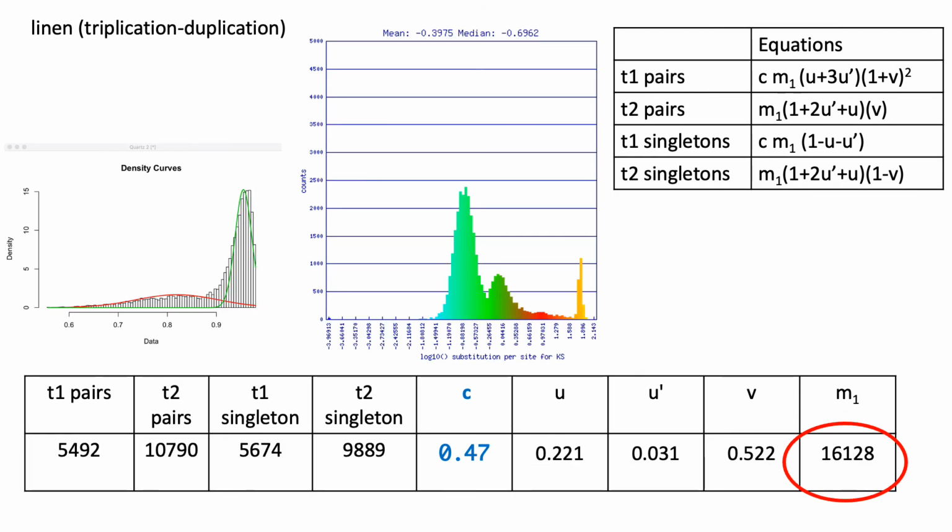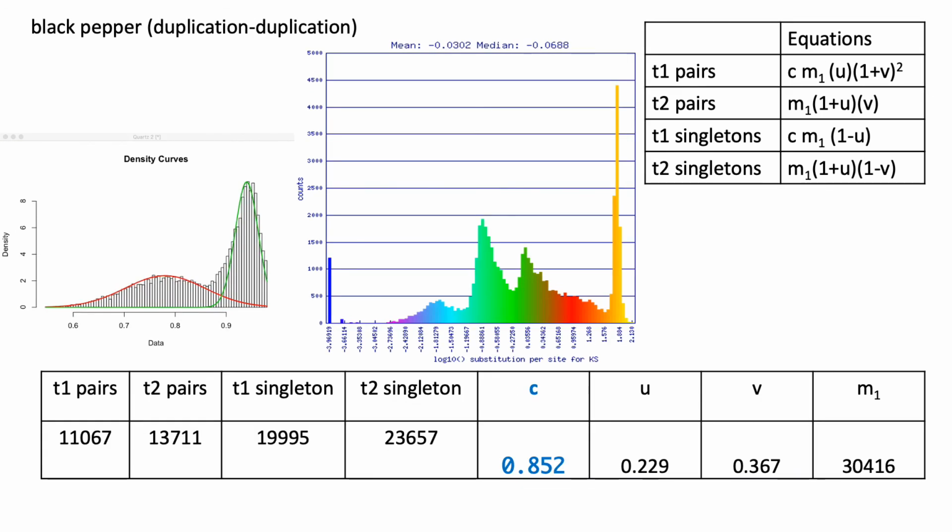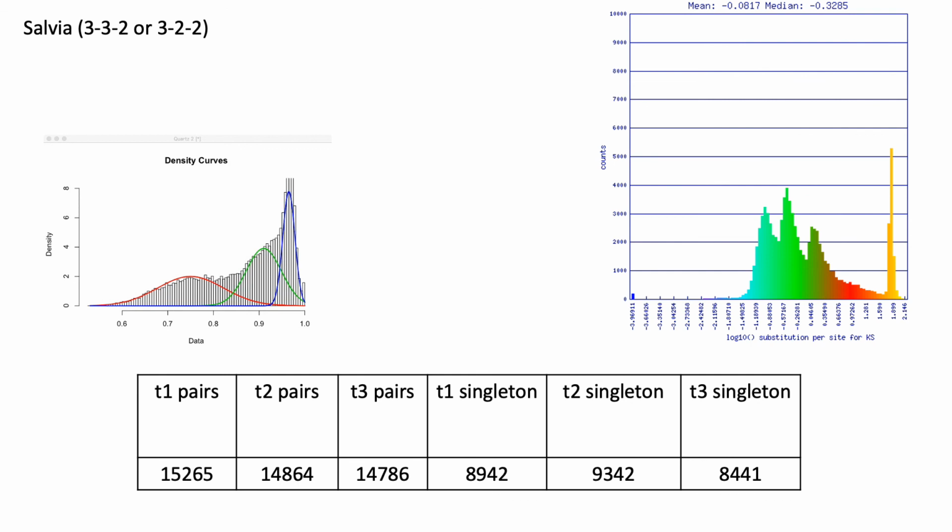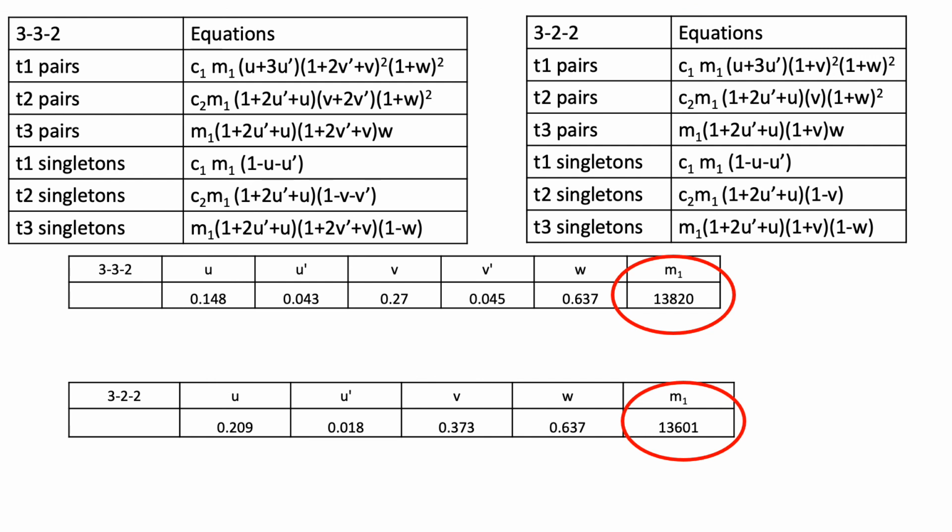For flax, which also has the same early gamma triplication as the other two, we get 16,000 for the estimate. Black pepper, which I just showed because it's not a core eudicot, has a duplication followed by a duplication, and we get a different number of genes at the origin, of course, since it's a different part of the plant phylogeny. And finally, salvia, which has 3 events. We don't know what the middle one is, but whatever one we use, we get around 14,000, not far off the other ones. Thank you.